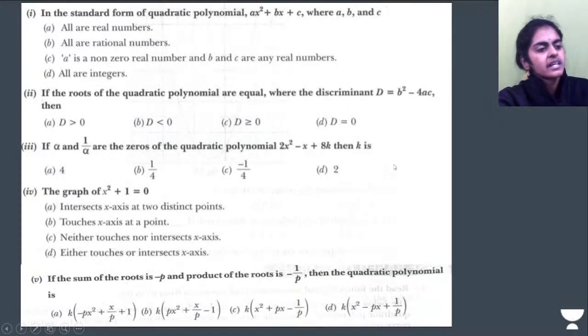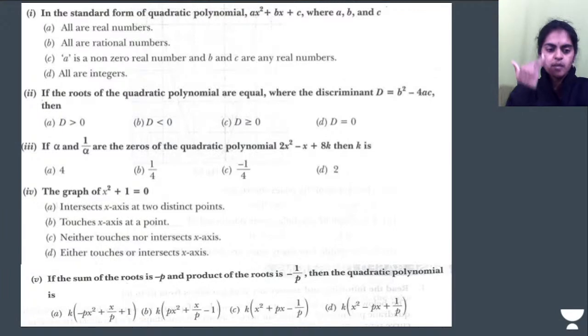In the standard form of a quadratic polynomial, ax square plus bx plus c, where a, b, c are. What are a, b, c in the standard form of a quadratic polynomial? You can answer me in the chat box. Out of A, B, C, D, which do you feel is the correct option?